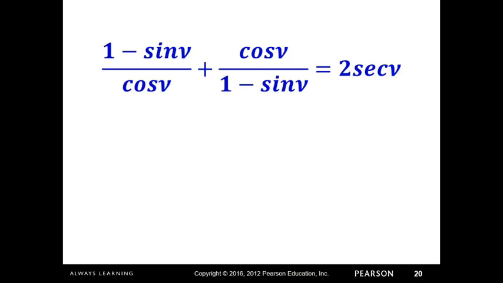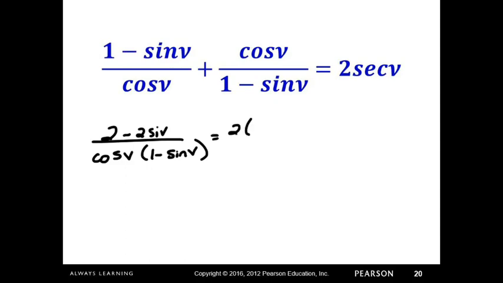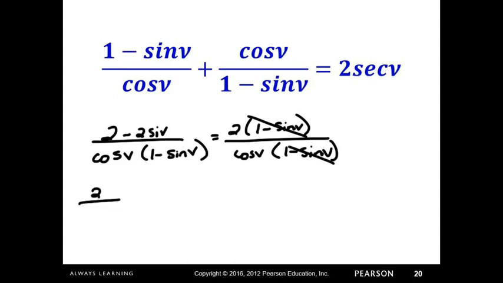So I've got 2 minus 2 sine v over cosine v times 1 minus sine v. All right, now I'm going to factor out a 2 in the numerator, which means I have 2 times 1 minus sine of v over cosine v times 1 minus sine v. And then the sine v's cancel. So you have 2 over cosine v.